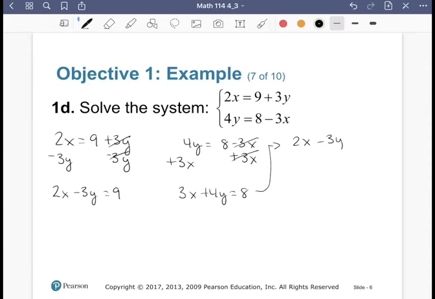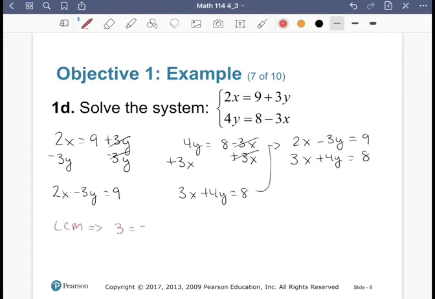Now I have 2x minus 3y is equal to 9. And I have 3x plus 4y is equal to 8. Again, I'm going to eliminate the y's because one's already positive and the other one's already negative. However, we do not have a simple negative y and a plus y. So we need to do some manipulation. This is where the LCD comes in, or since it's not a denominator, it's the LCM, which is the least common multiple.